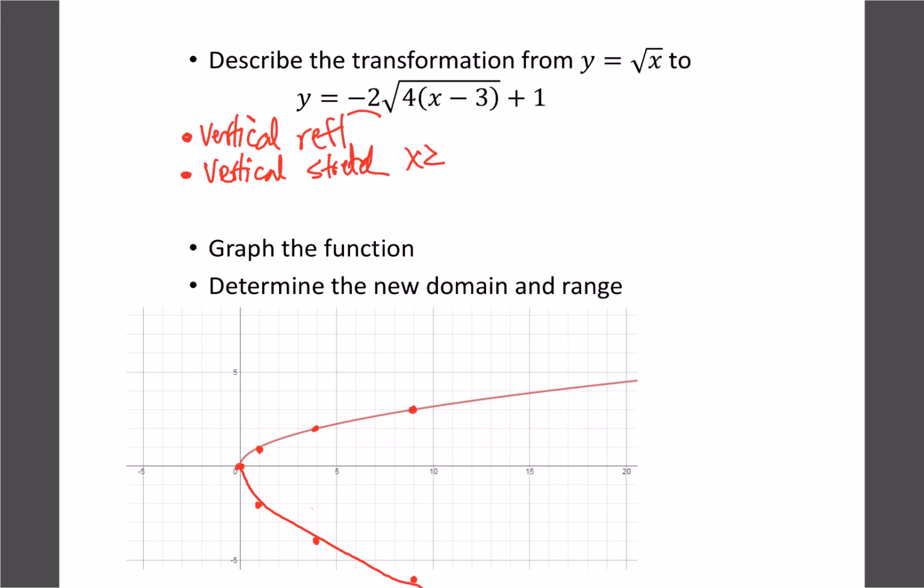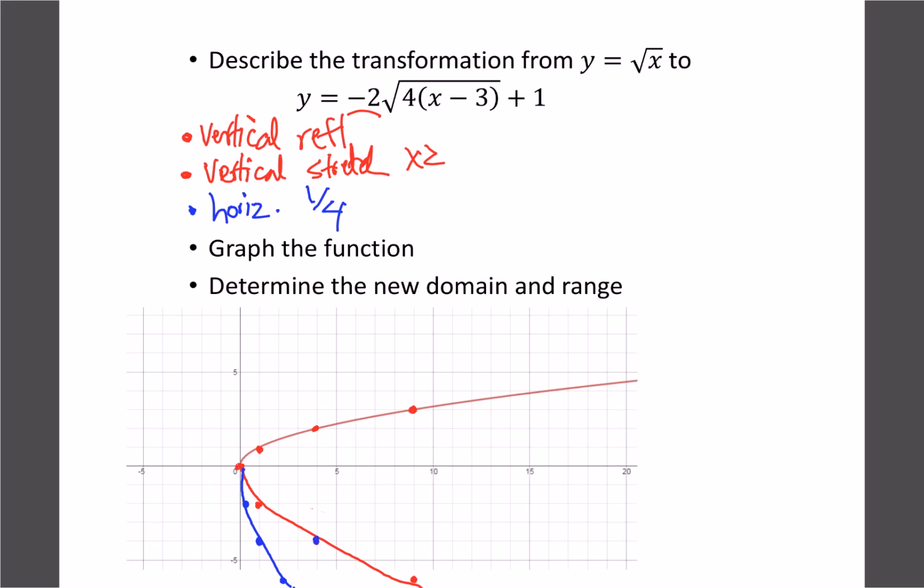So the 4 inside the root this time, remember that'll be a horizontal stretch, but now that's going to be horizontal by a quarter. So we take all of our x coordinates now and move them over to a quarter the size. So if it's at 1, it's now going to be at a quarter. This one's at 4, it's going to move over to 1. And the 9 would be about 2.25 or something like that. So you can see our horizontal does that.